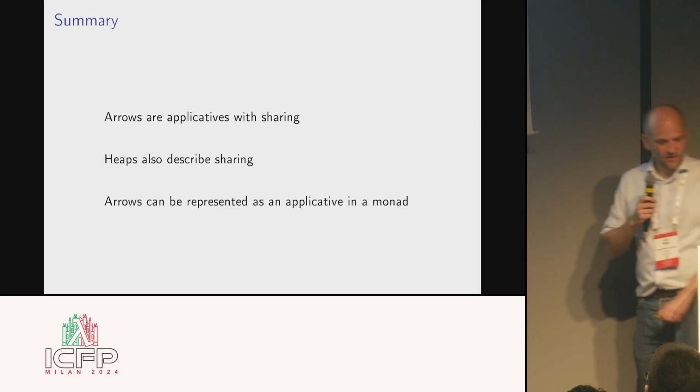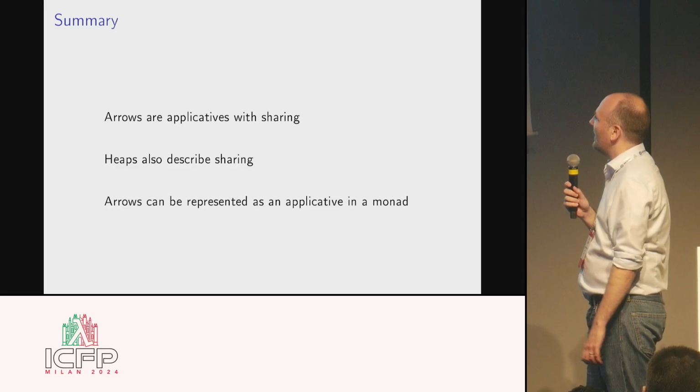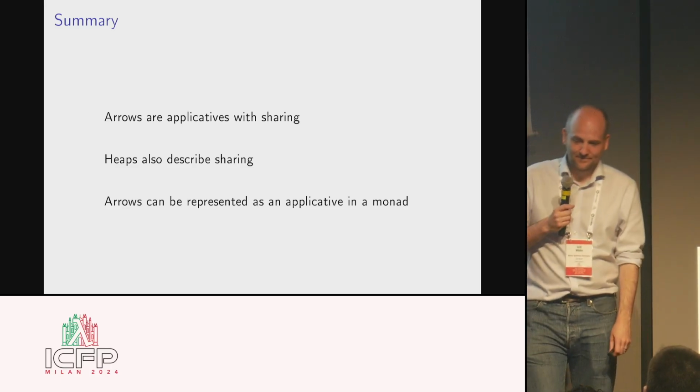So in summary, arrows are applicatives with sharing. Heaps also describe sharing, and you can use those facts to represent arrows as an applicative in a monad. Okay, thanks.